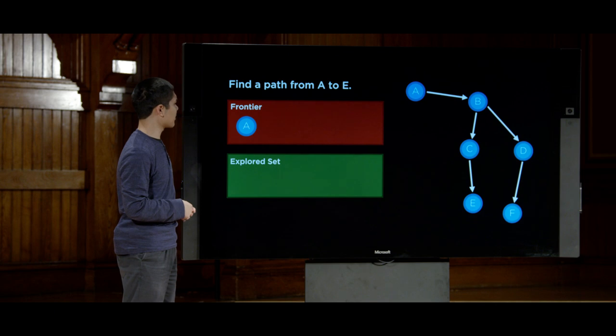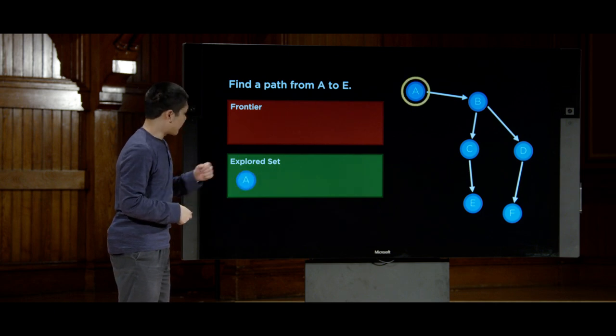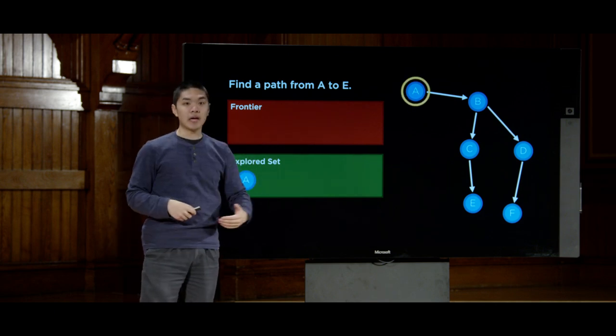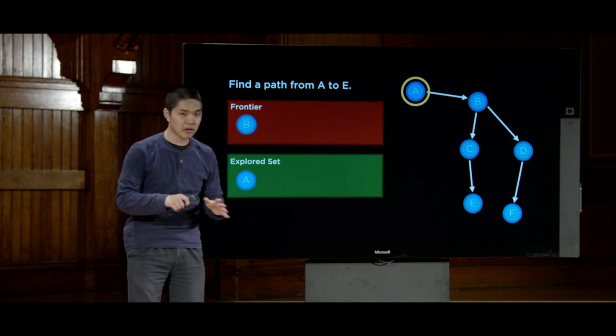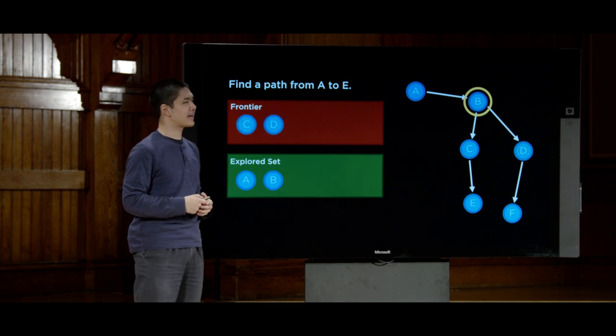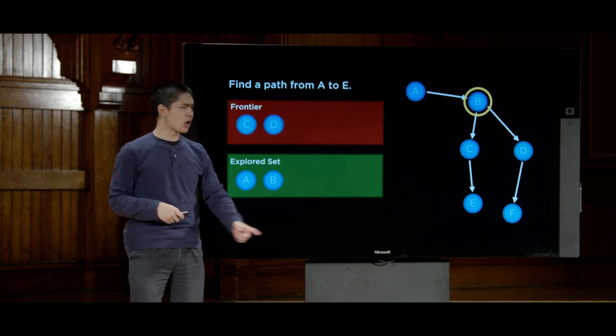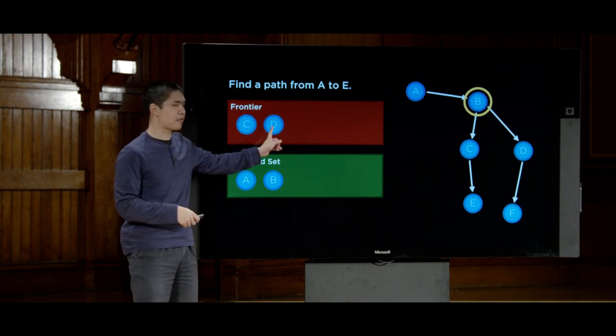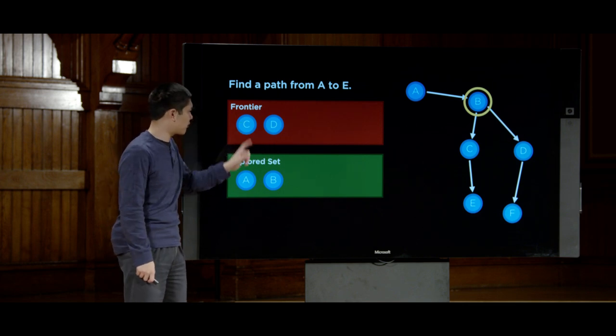Well, we start with A, same as before. Then we'll go ahead and have explored A and say, where can we get to from A? Well, from A, we can get to B, same as before. From B, same as before, we can get to C and D. So C and D get added to the frontier. This time, though, we added C to the frontier before D. So we'll explore C first.